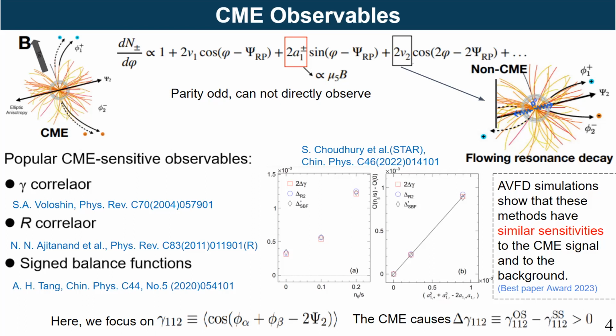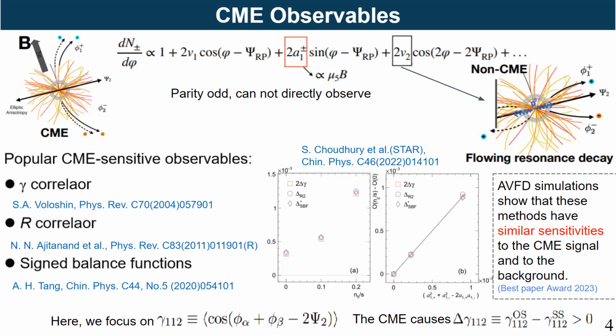For example, positive particles can go up and negative particles go down, and it can be quantified by this A1. Then the question is, do we want to directly measure this A1? The answer is no. If you directly measure this A1 and average over many events, you get 0. That's because the vacuum transition, if it ever happens, has the same possibility to go left or right. So it's a parity odd quantity. If you average over many events in the ensemble, you get 0.